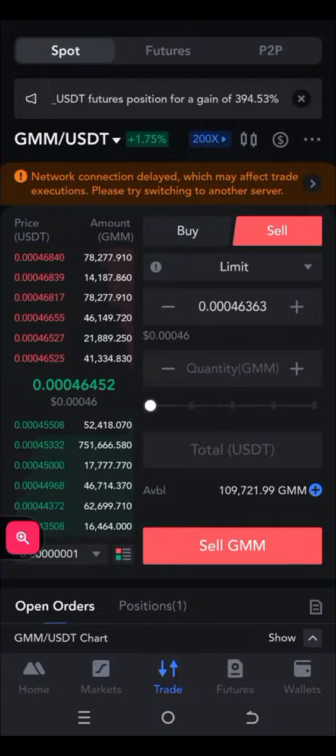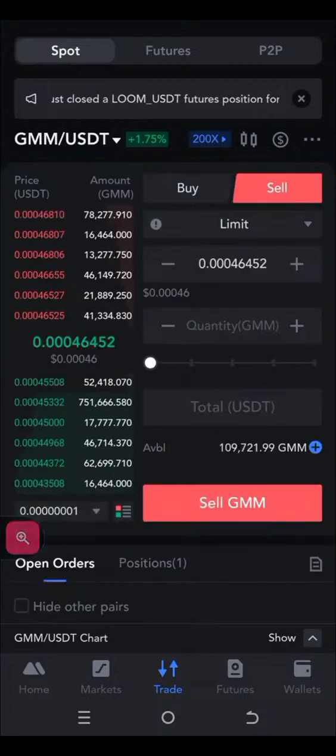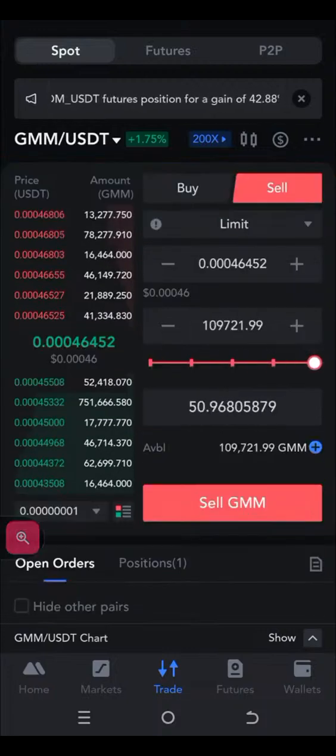But let's just even quickly see if we just want to sell outright, right? What is that going to give us? Okay, so let's put the entire 100%. This is 50.96. So that means if I click on sell, that's going to put me in the queue.